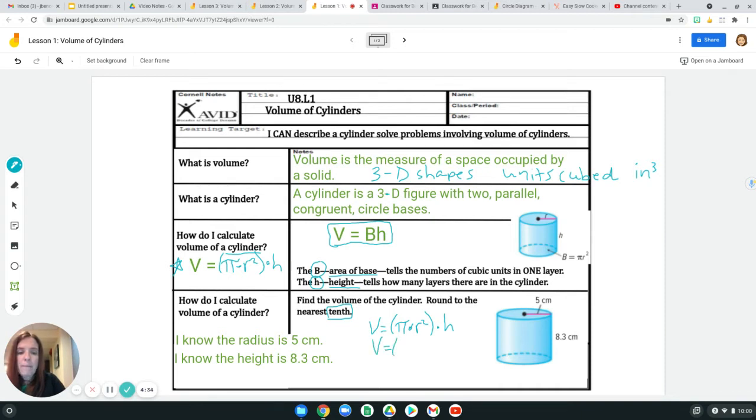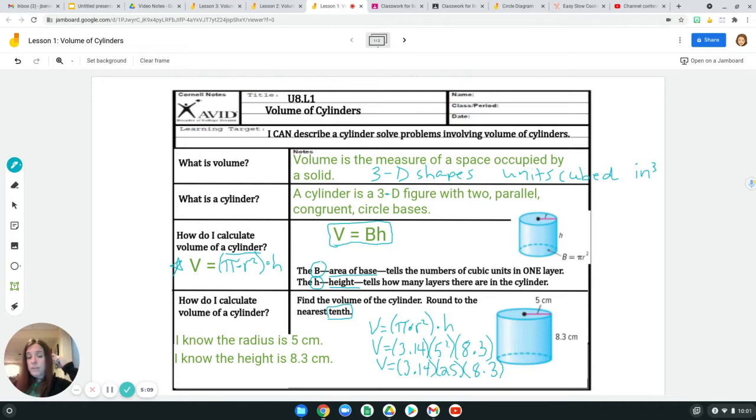Remember, for pi, I said we're going to use 3.14. Our radius is 5, so we're going to do 5 squared, and our height is 8.3. I went to parentheses for the multiplication because with decimals, the dots can get kind of confusing. That says 5 squared. All right, I'm going to do one more piece of math without my calculator. I know that 5 squared is 25. So I'm going to change that to 25.